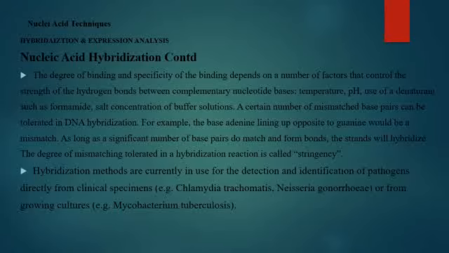Now, the degree of mismatching tolerated in hybridization reaction is called stringency. So the extent to which we allow mismatch in hybridization is called stringency. So when you see stringency in a test or in an exam, you should be able to tell me what stringency means. Then the next point. It says that hybridization methods are currently in use for the detection and identification of pathogens directly from clinical specimens. So now we can use hybridization methods to detect and identify pathogens from clinical specimens. So directly in the specimen, we can do hybridization to identify a specimen.